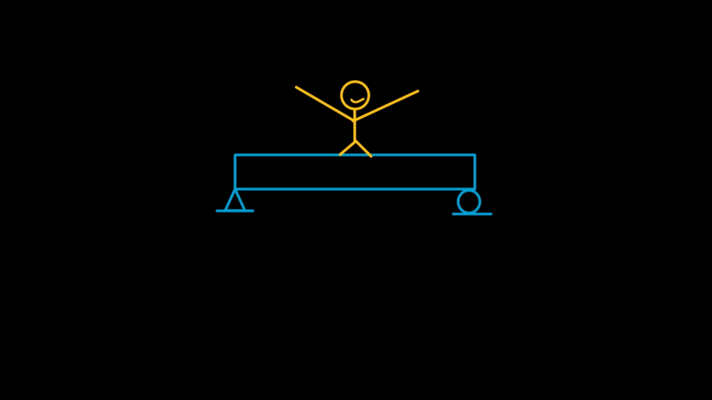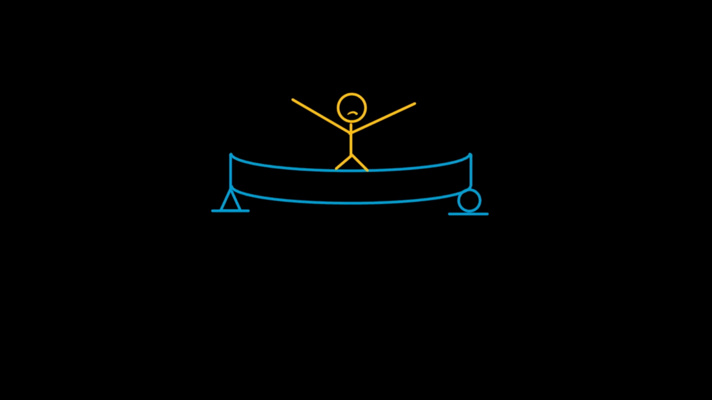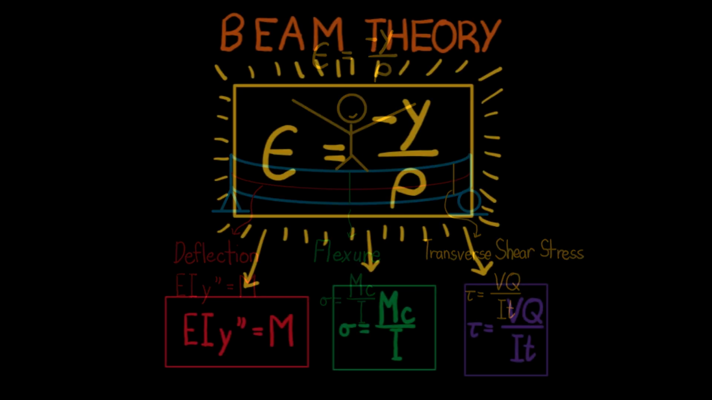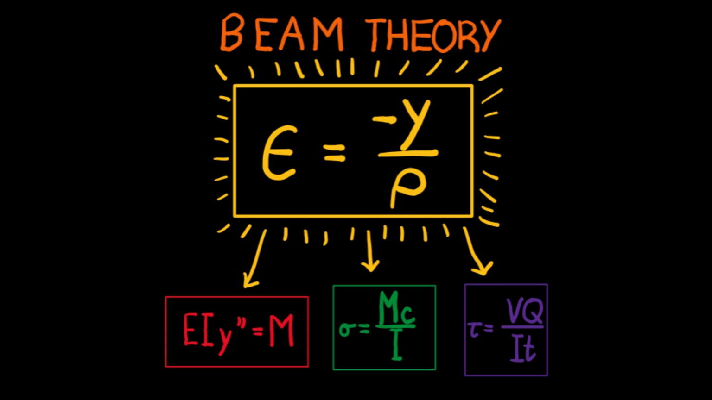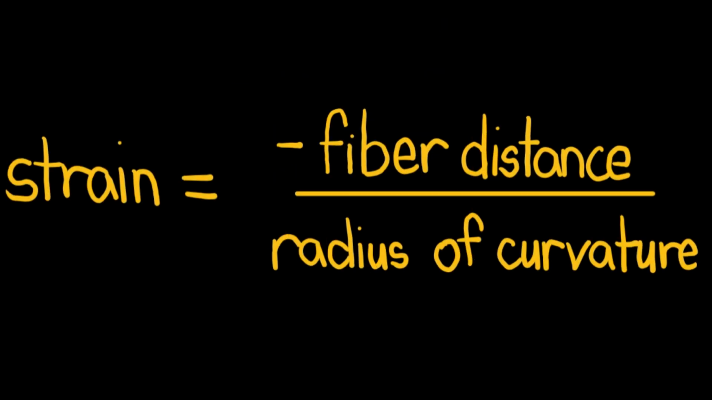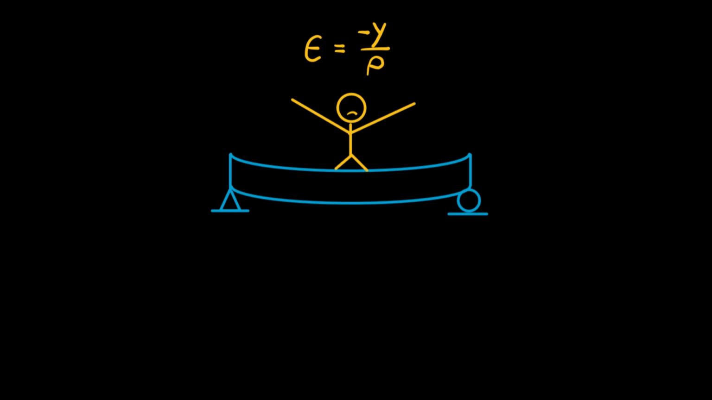In mechanics of materials, there is one equation so important that without it, you cannot derive the famous bending equations. This equation is fundamental in the Euler-Bernoulli Beam Theory. It states that the strain is equal to the negative of the fiber distance over the radius of curvature. How was this derived? And what does it actually mean? Let's find out in this video.